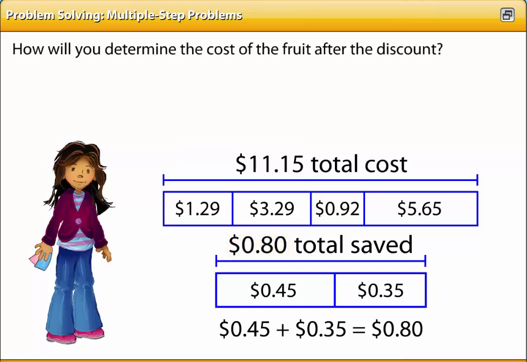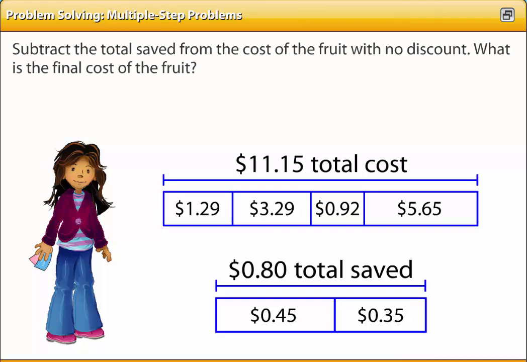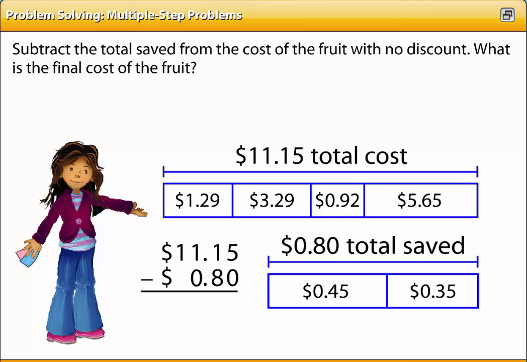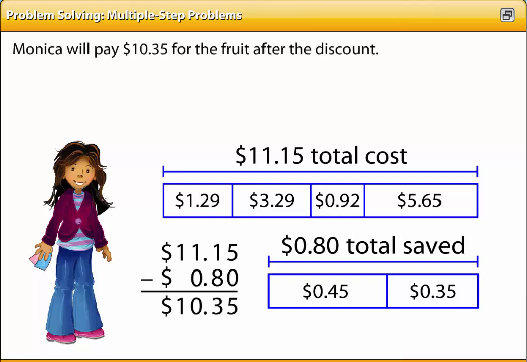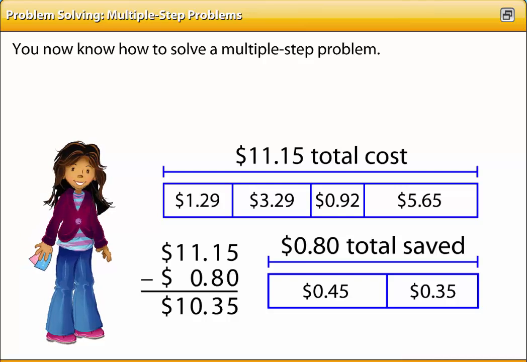How will you determine the cost of the fruit after the discount? Subtract the total saved from the cost of the fruit with no discount. What is the final cost of the fruit? Monica will pay $10.35 for the fruit after the discount. You now know how to solve a multiple-step problem.